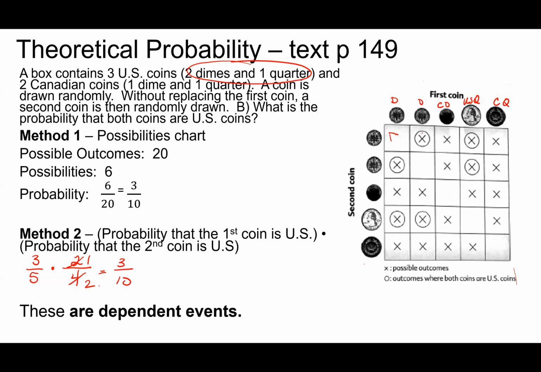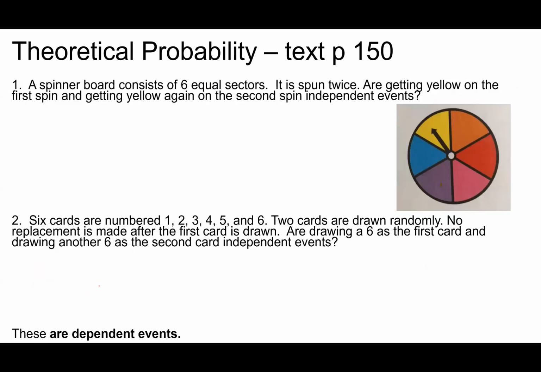Okay, let's do a couple more, or at least one more, then I'm going to let you guys do a few on your own. Here we go. A spinner board consists of 6 equal sectors. It is spun twice. Are getting yellow on the first spin and getting yellow again on the second spin independent events, guys? Yes or no? Yes, they are independent events.